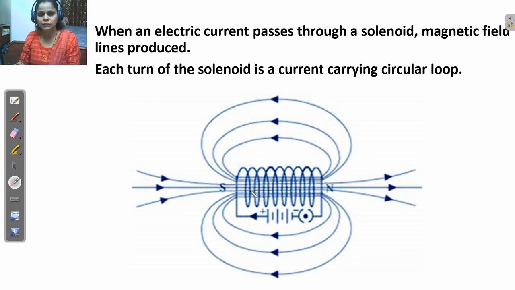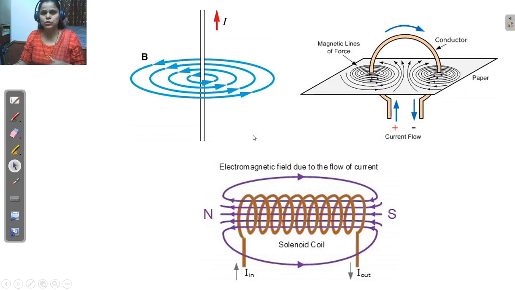Then the current flows in this solenoid and the magnetic field lines are produced. You can see these are the magnetic field lines, and each of the multiple turns of the solenoid is a current carrying circular loop. Understand? When we flow the current through the solenoid, then the magnetic field follows the right hand thumb rule, as we studied in the earlier lecture.